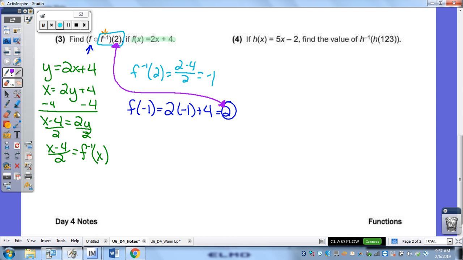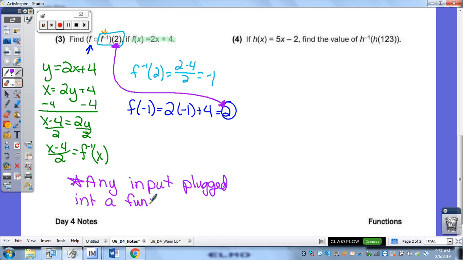Because what we did is we took a number, we plugged it into an inverse, and then we plugged it back into the original function. Whenever you do that, regardless of which order, you're always going to get back exactly what you started with. So any input plugged into a function and its inverse is your answer.